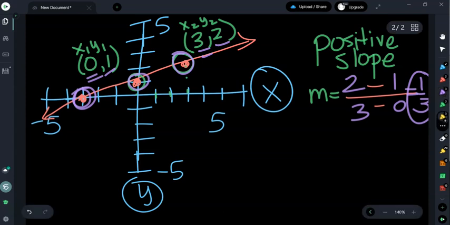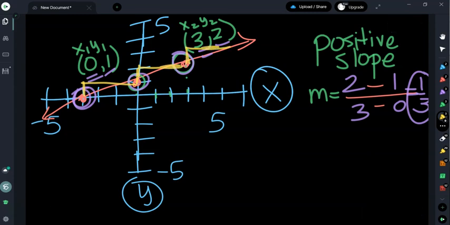Well, when I look at a linear slope, it's like a staircase. So I want to make stairs. I'm going to go here to here, and I'm going to go here to here. And if you did that all the way up, you would see your staircase would create the line.